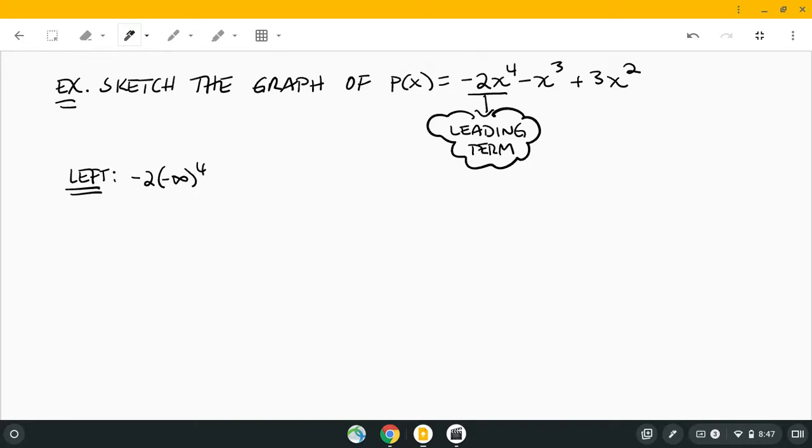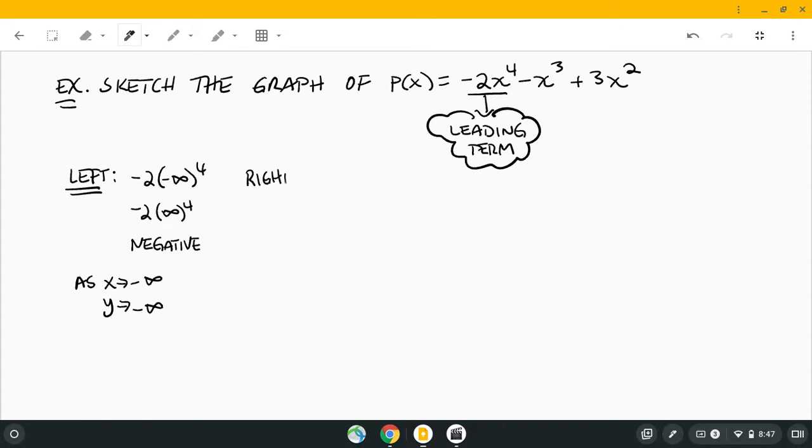into our leading term. Negative, so over here, negative to the fourth power will be positive. So we get negative 2 times positive infinity to the fourth. And so this will give us a negative result. Okay, so as x goes towards negative infinity, our graph will also go towards negative infinity.